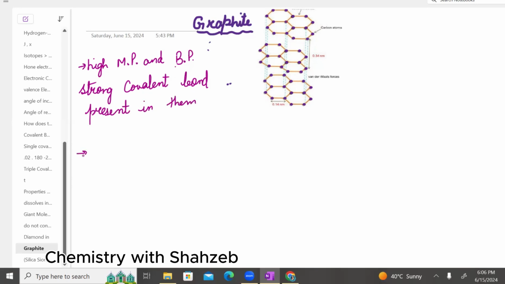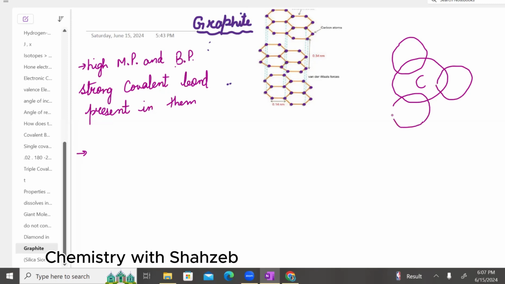And the next thing is, first of all, you can see the structure of graphite. Each carbon is covalently bonded with three other carbon atoms like this. So like this, it is going to form this kind of a structure.